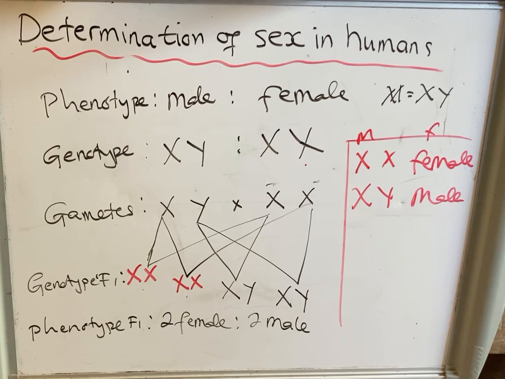So, we've talked about the types of chromosomes, the X and the Y chromosomes. These are the ones that determine the sex of the child. So this is how we can represent the diagram on how the determination of sex is done in humans.